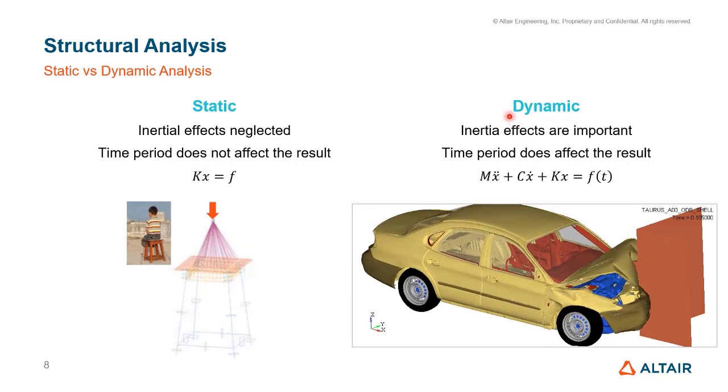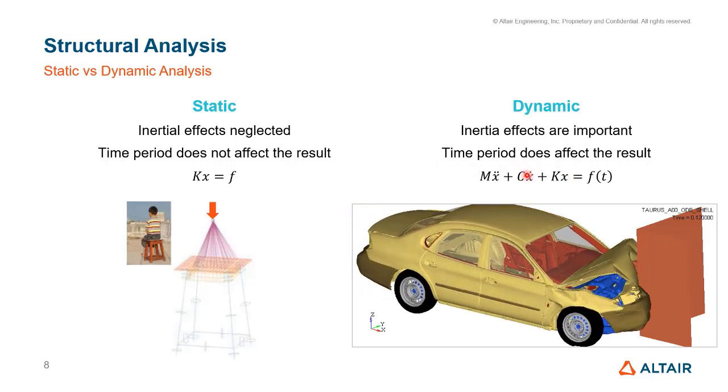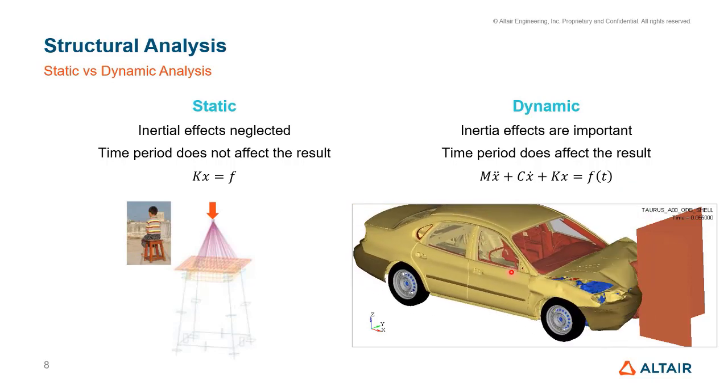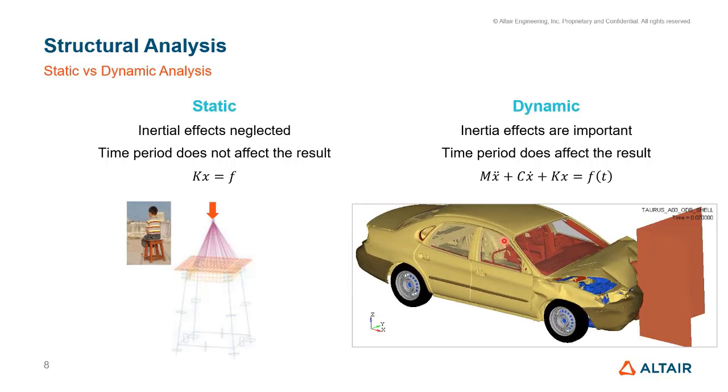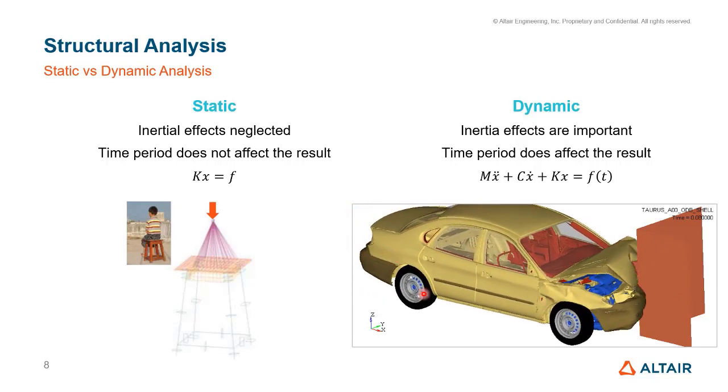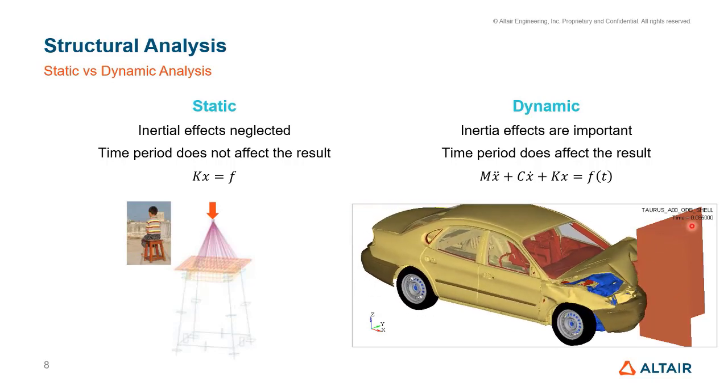The dynamic event, on the other hand, the inertia effects are really important. We have this weight distribution and weight transfer during the simulation process, and the time period also affects the results. So we have our full Newton laws equation right here. As we can see in this example, this is something that needs to be dynamic because I have this weight distribution going from the back to the front after the impact, and I also have at certain time frames, time steps, specific values for stress and displacement and deformations, all that included.